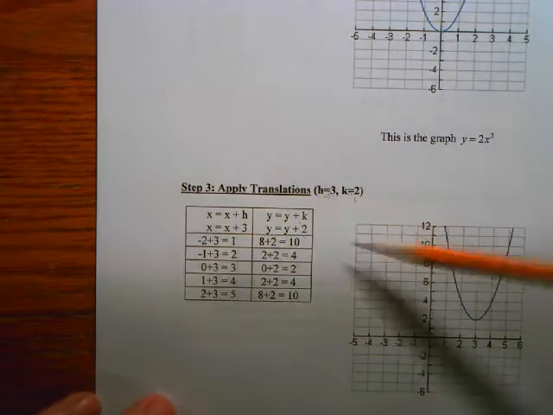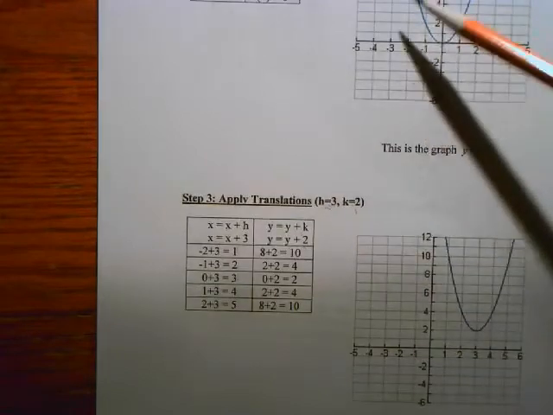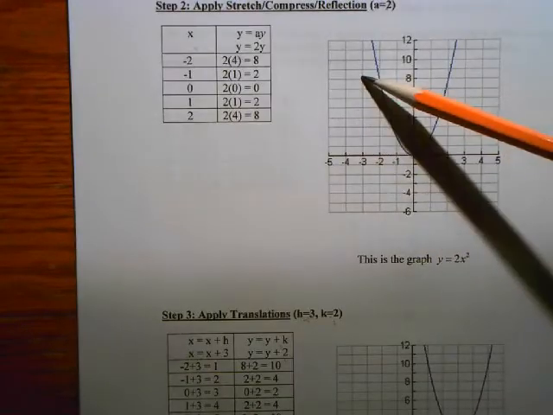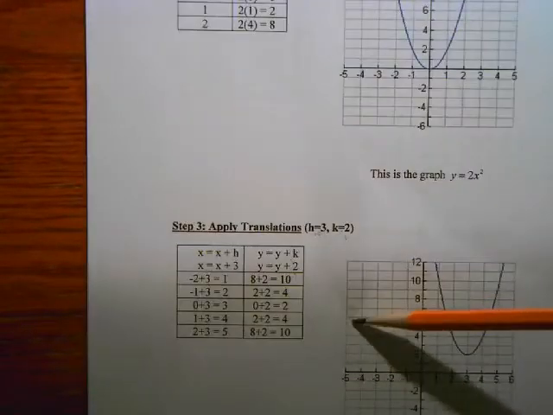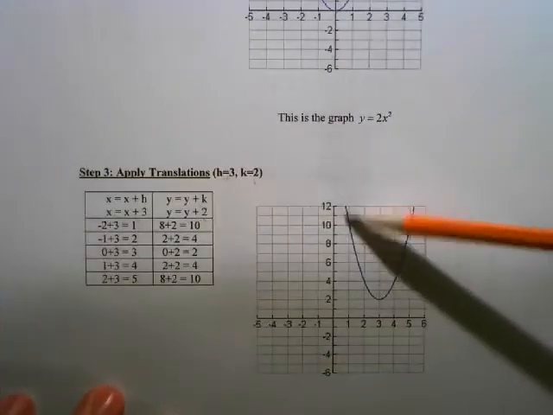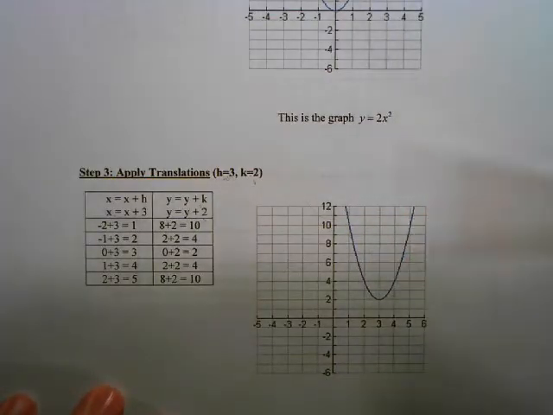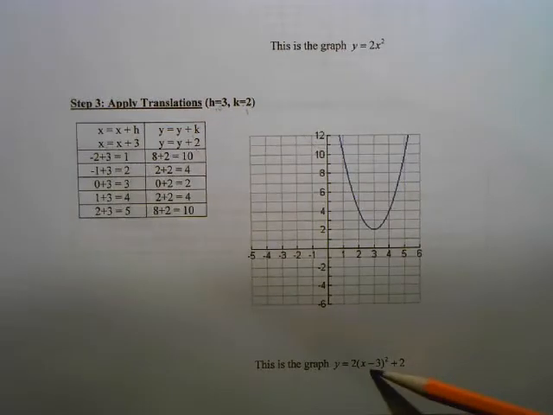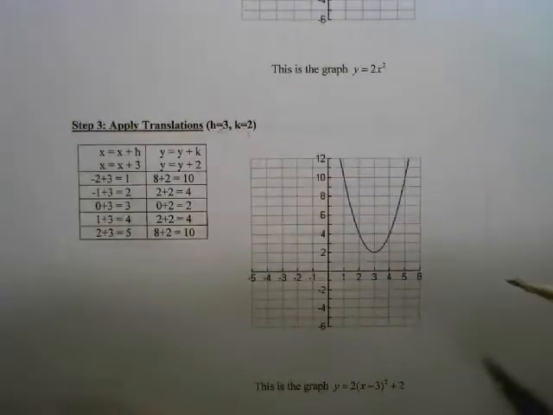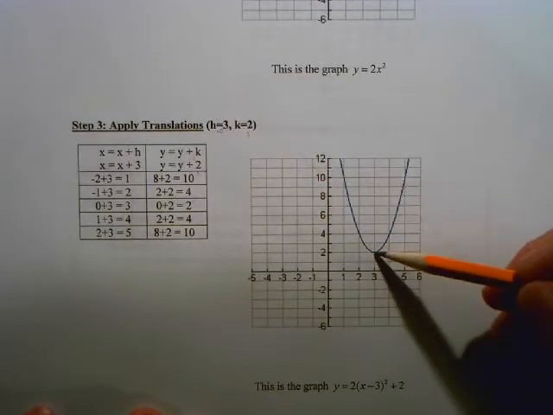Okay, and so now we've applied the value of a up here in this step. We've now applied h and k also, and now this is our final graph. So this is the graph of y equals 2 times x minus 3 squared plus 2. You notice that the vertex is at the point 3, 2.